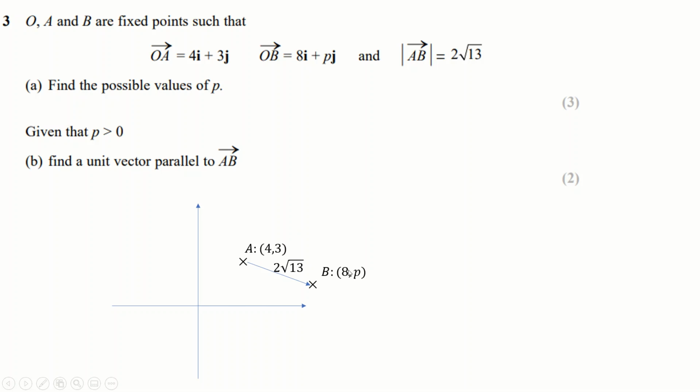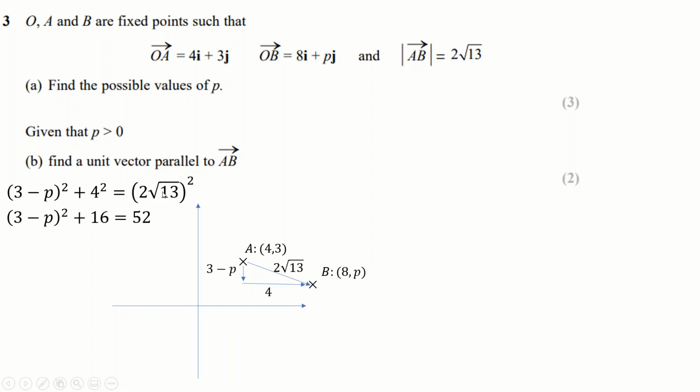Like so many things. We can express the height and the width of this little triangle. The height is 3 minus p. You can also do p minus 3. It doesn't matter which you do. And the width here is just 4, obviously, 8 minus 4. And so 3 minus p squared plus 4 squared equals 2 root 13 all squared. This, just be careful, is 2 times 2, which is 4, and then root 13 times root 13, which is 13, which makes 52 in total.